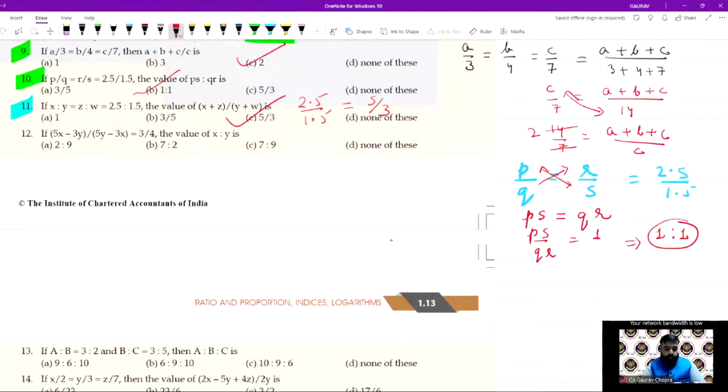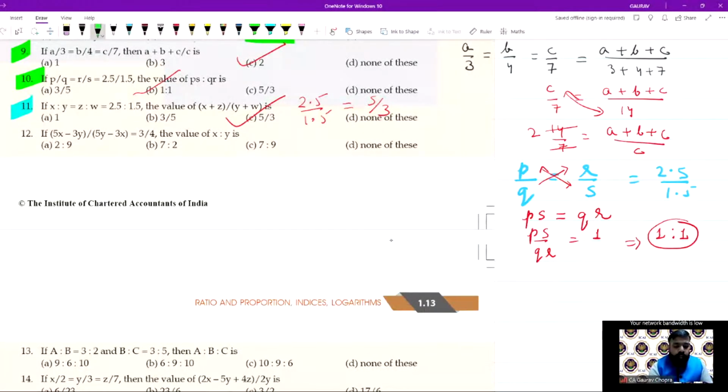Next. Now next you can try the 12th one. 5x minus 3y upon 5y minus 3x. So you have to find out the ratio of x and y. So how can we calculate? Let's try. If you want, you can substitute the values of x and y and check whether 3 by 4 is coming or not. So one by one, you can put the options and check whether it is 3 by 4 coming or not. If it is not coming, then option number D. And if it is satisfied by any of the options, then that option can be correct. Okay. Just try to substitute the values.